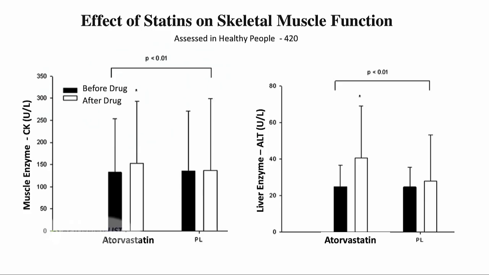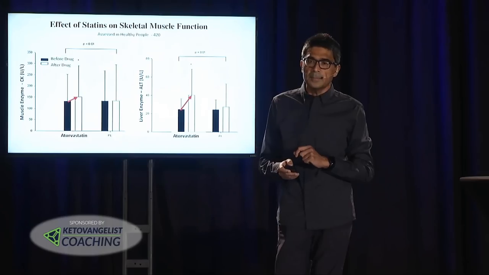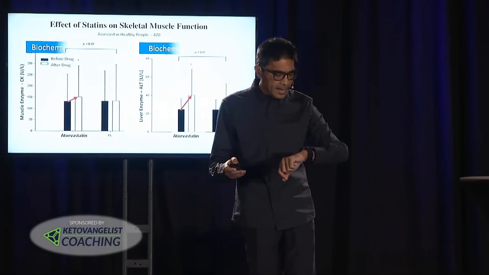What about muscle damage? So here are muscle enzymes on the near side of the screen. And what you can see here is that the muscle enzymes went up in the treated group with the statins. And on the right side, you can see that the liver enzymes also went up, saying that there was both muscle and liver damage.